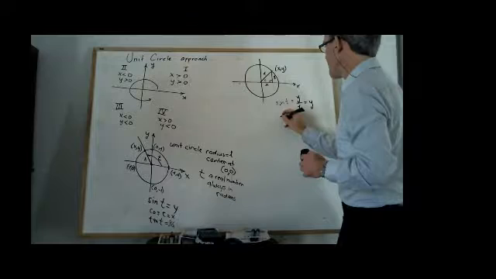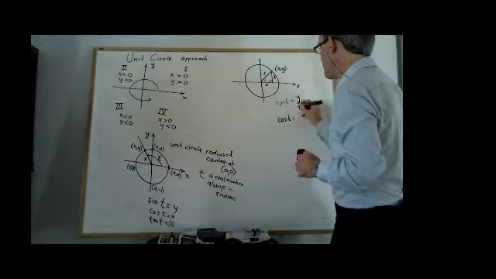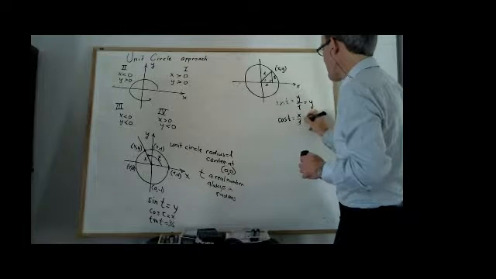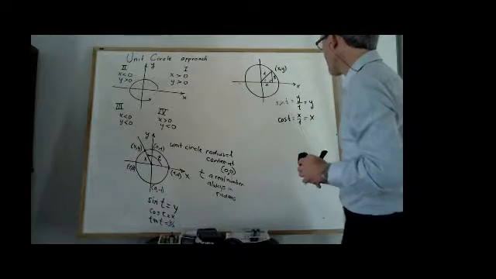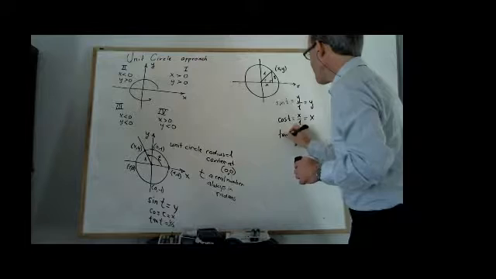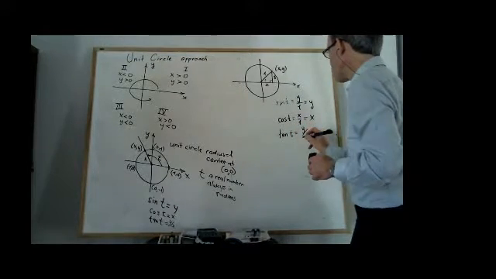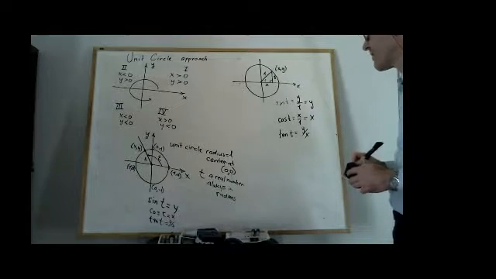And the cosine of t will be the adjacent over 1, which is x over 1, which is x. And the tangent will be the opposite over adjacent, which is y over x. So the tangent of t is y over x.